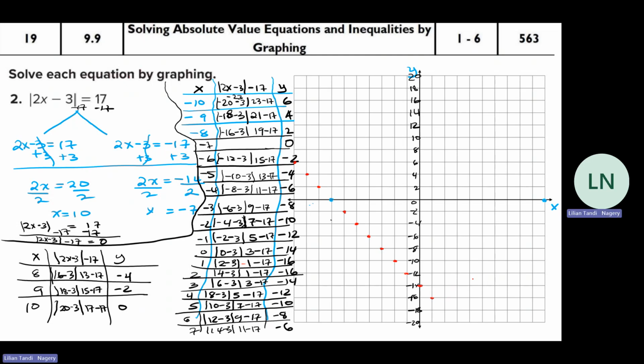Something is wrong here. My graph has to make a V. You know why I have a problem here? Oh, what did I do? What did I do wrong? 2 times 2 is 4. 4 minus 3 is 1. 1 minus 17 is -16. Okay. Why do I have the same numbers? 2 and 16. Where's 2? But this is not a V. Something is wrong here. Why? I shouldn't have this here.